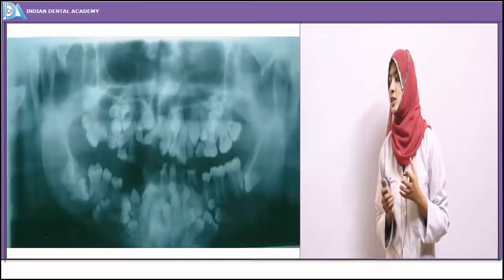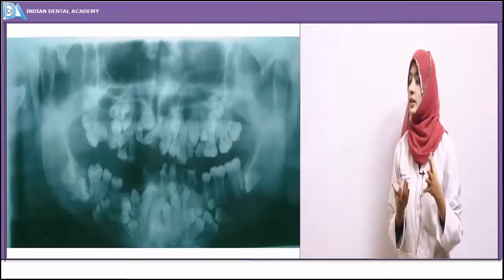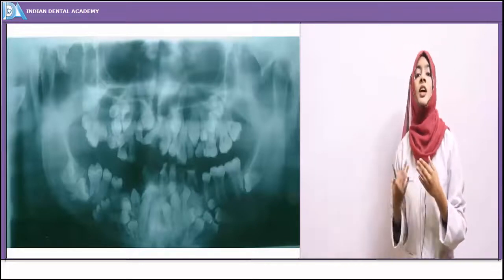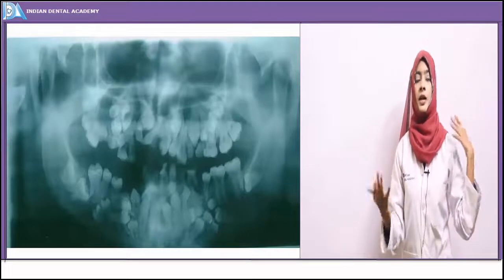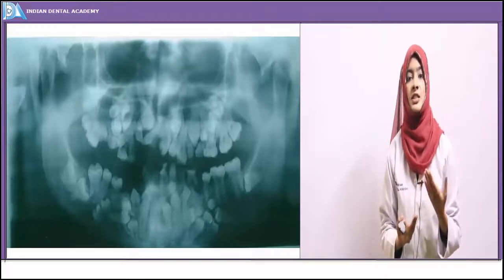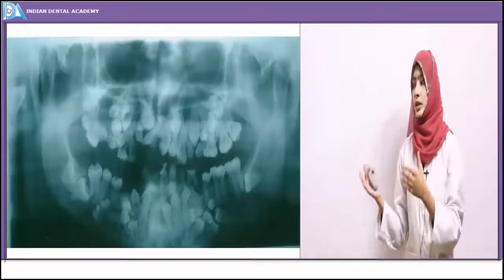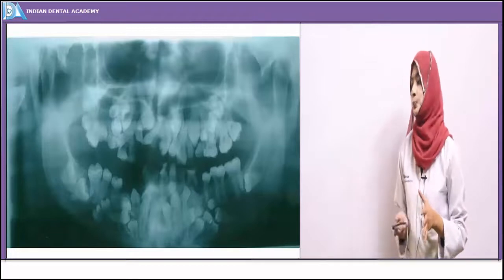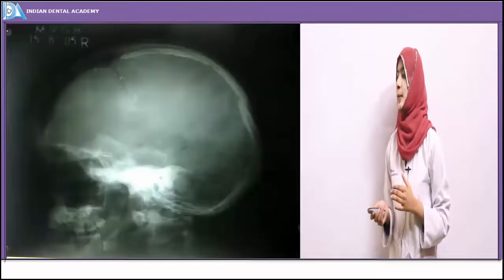So here you can see a radiographic picture which is showing multiple impacted or supernumerary teeth. There are a variety of syndromes exhibiting this condition. There are multiple impacted and supernumerary teeth, but when you compare it with the external skeletal features like the absence of clavicle and all, you can just say that this is a cleidocranial dysplasia syndrome. This is a condition of cleidocranial dysplasia.